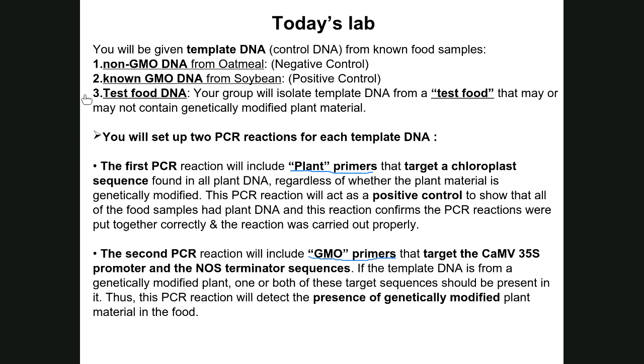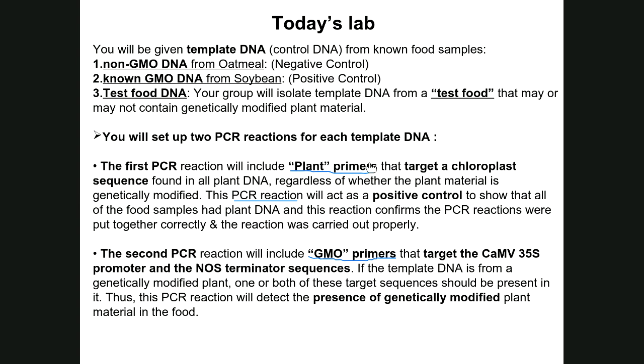Okay. Now, why would you want to take template DNA, such as non-GMO DNA, and put some of that in one tube with plant primer, and then take some more non-GMO DNA, put it in a separate PCR tube, and add GMO primer? Well, it has to do with this. The first primers that you're going to use, plant primers, these serve as a control for the PCR reaction. Okay?